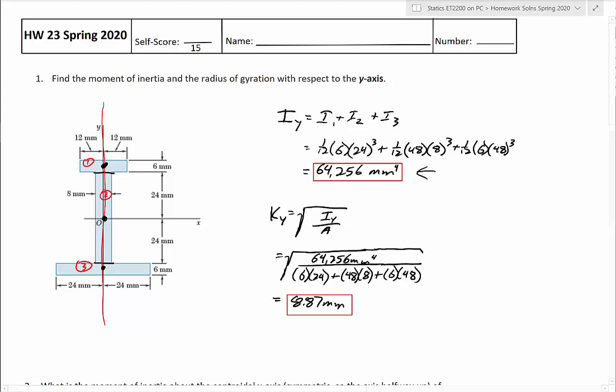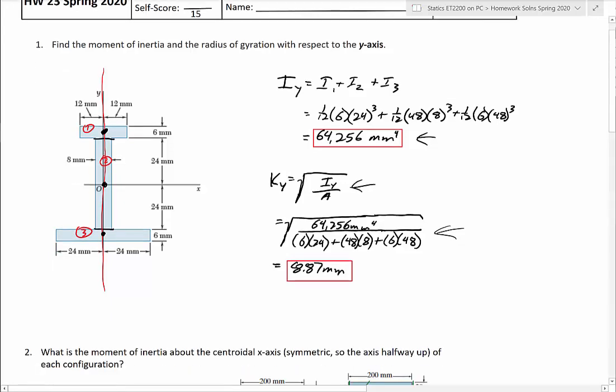For the radius of gyration, k, we said that's just a simple equation. It's the square root of the moment of inertia divided by the area. So I have three areas I add together, divide that into the moment of inertia I found from the first part, take the square root, and I got 8.87 millimeters.